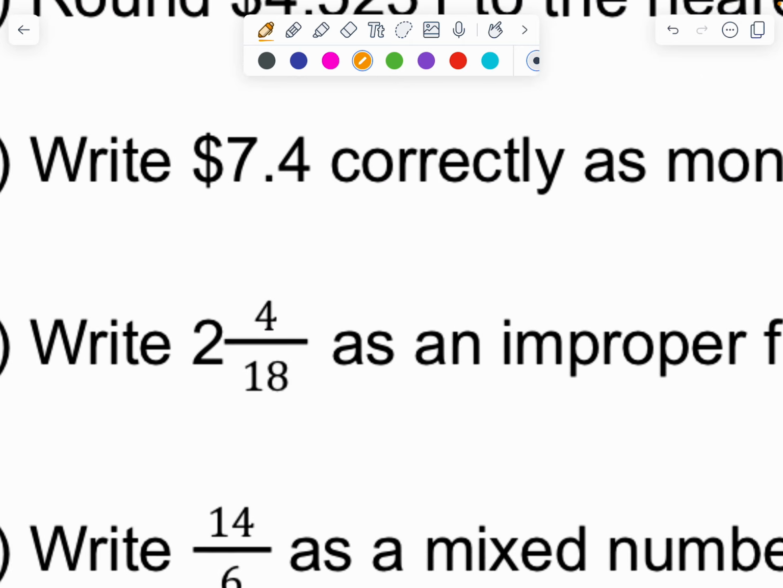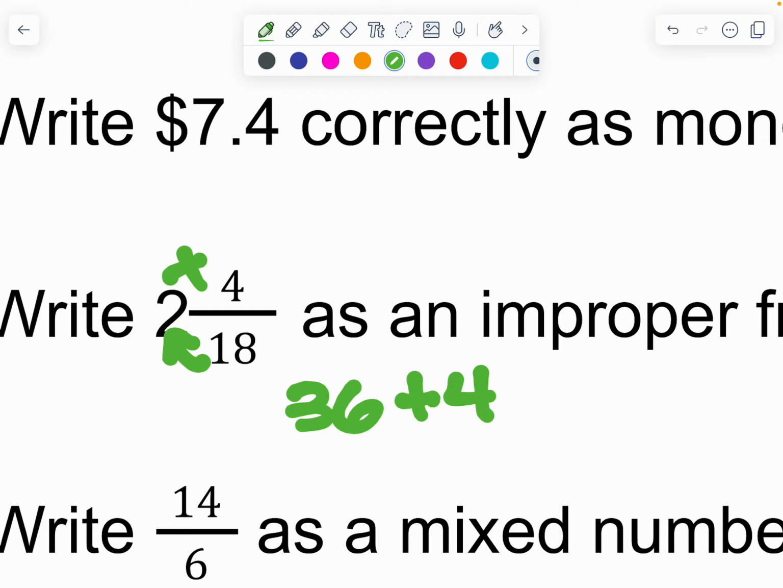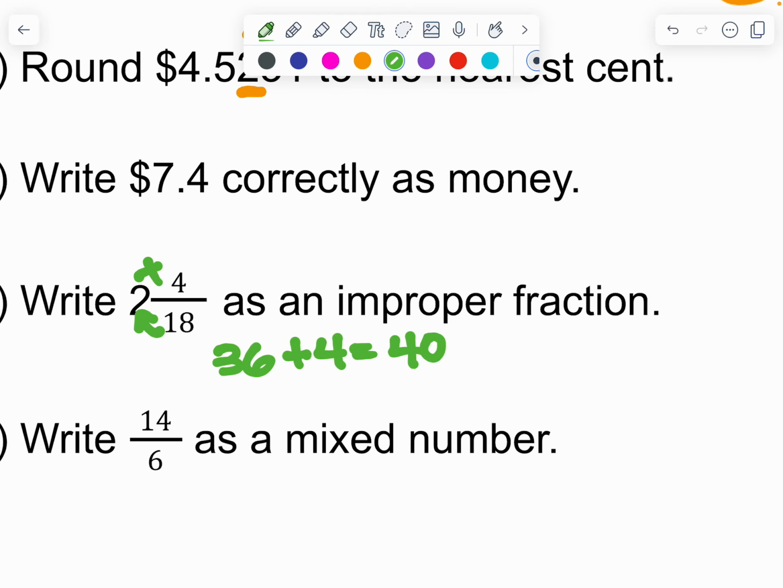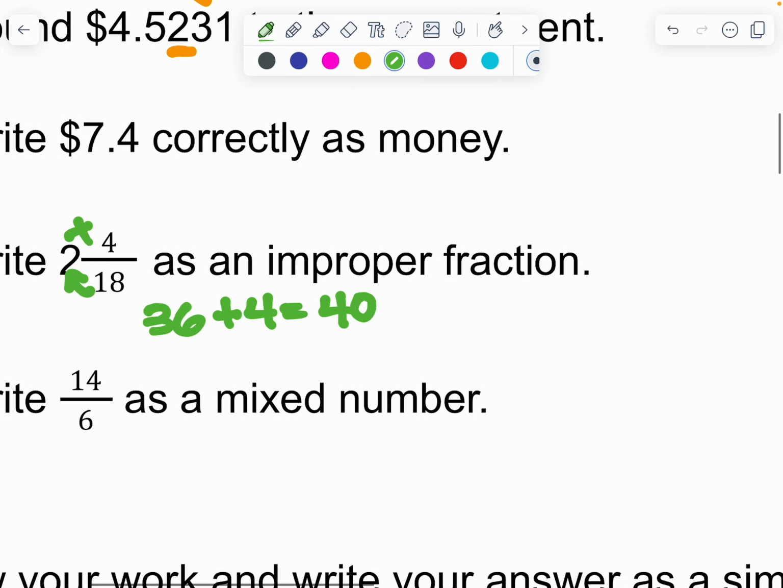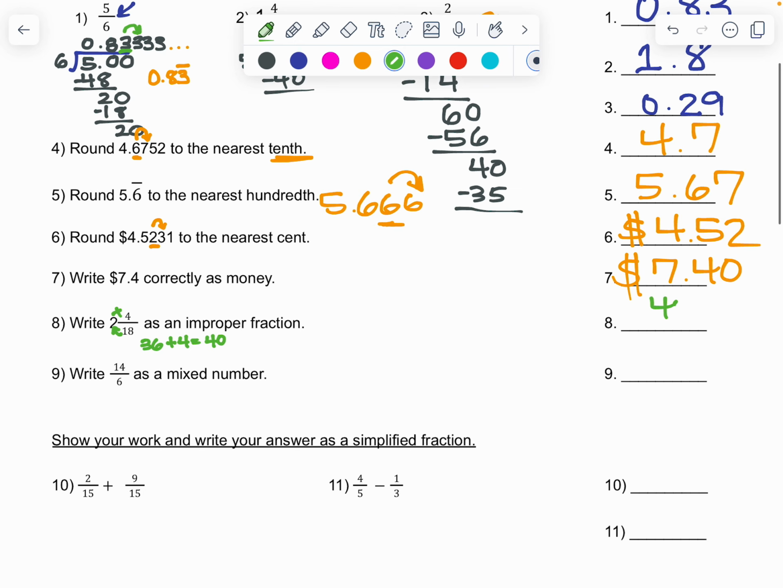All right, write 2 4/18 as an improper fraction. Here I go. To do improper, you multiply those two, so that would be 36. And then you add on the 4. So that'd be 40. That's not a fraction. We're going to keep it as 40/18.